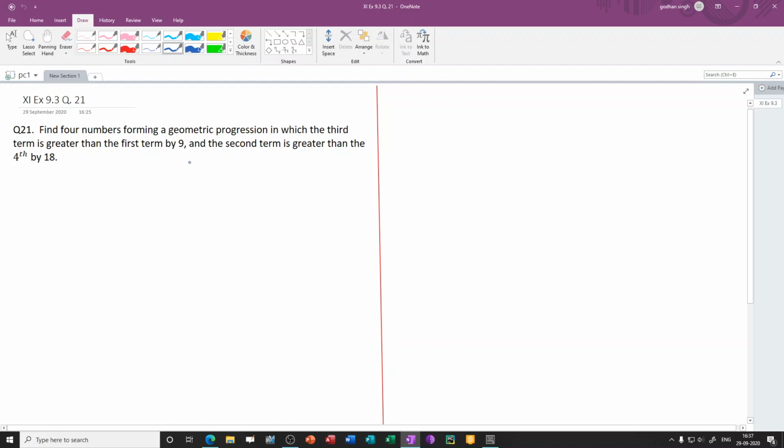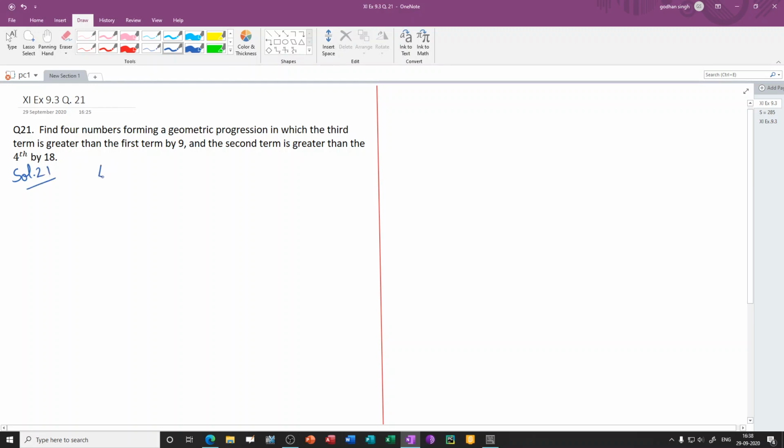Question number 21. Find 4 numbers forming a geometric progression in which the third number is greater than the first term by 9 and the second term is greater than the fourth by 18. So let us solve this one. Solution number 21.